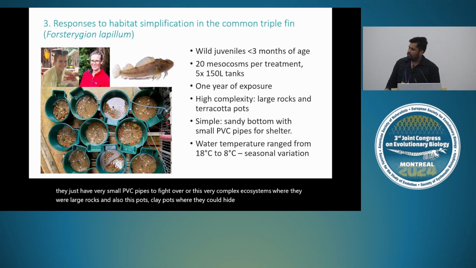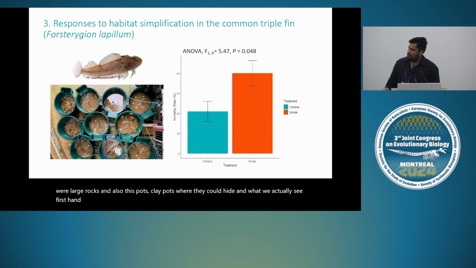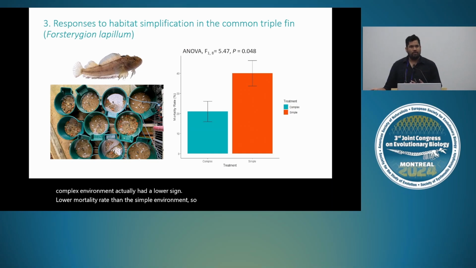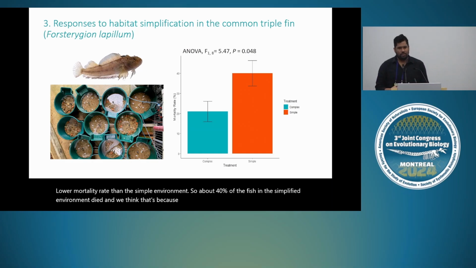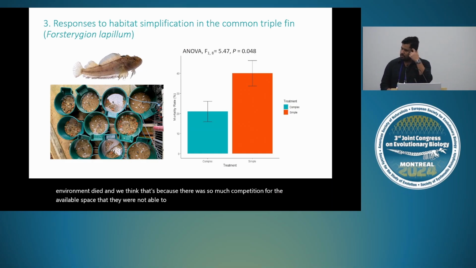And what we actually see firsthand is that there was differential survival between the two treatments, where the complex environment had a significantly lower mortality rate than the simple environment. So about 40% of the fish in the simplified environment died, and we think that's because there was so much competition for the available space that they were not able to sustain that for a long time.